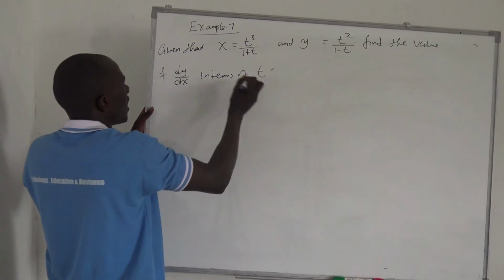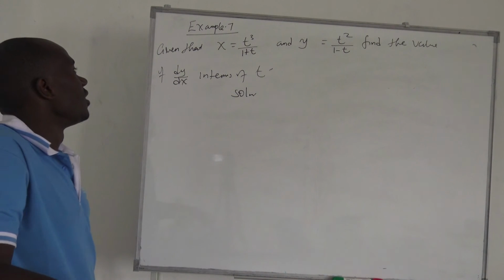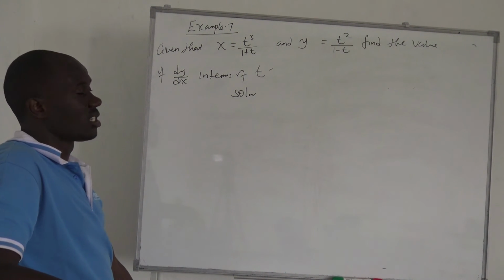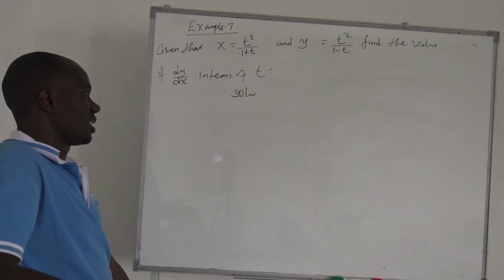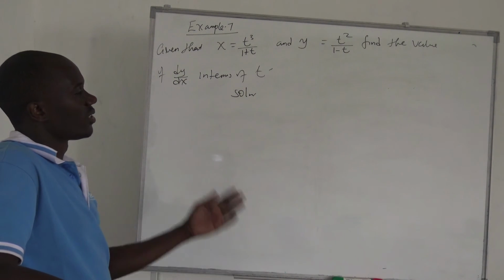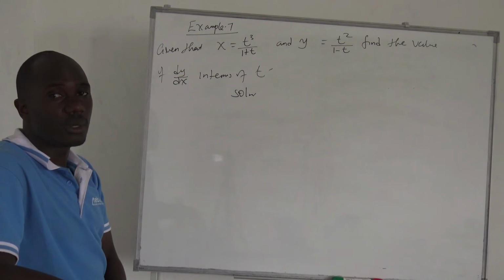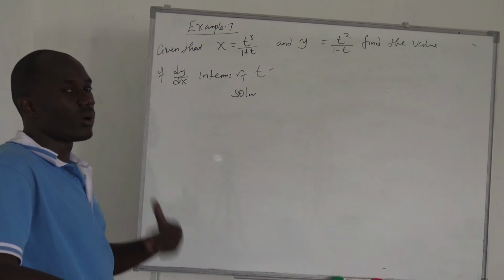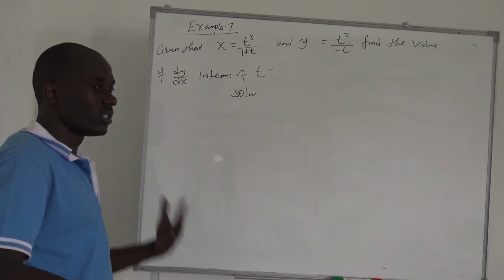Can we read the question together? Given that x equals t cubed all over 1 plus t and y equals t squared out of 1 minus t. Find the value of dy/dx in terms of t. You can see they have given you parametric equations. So they want us now to get the value of dy/dx in terms of t.